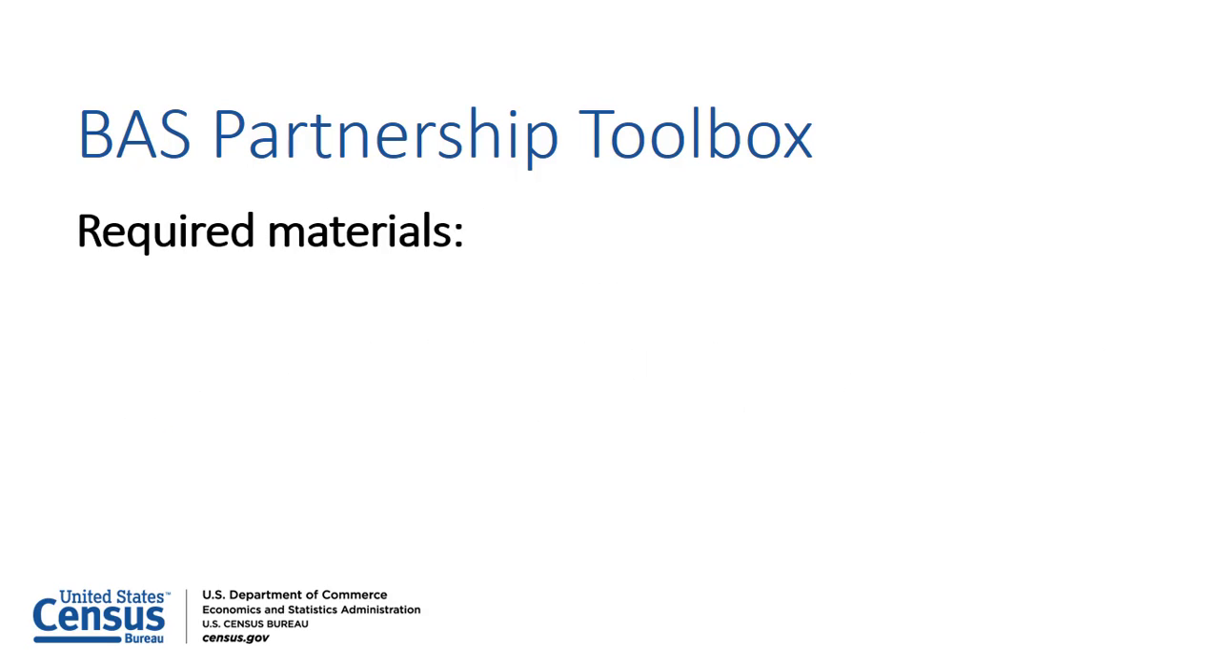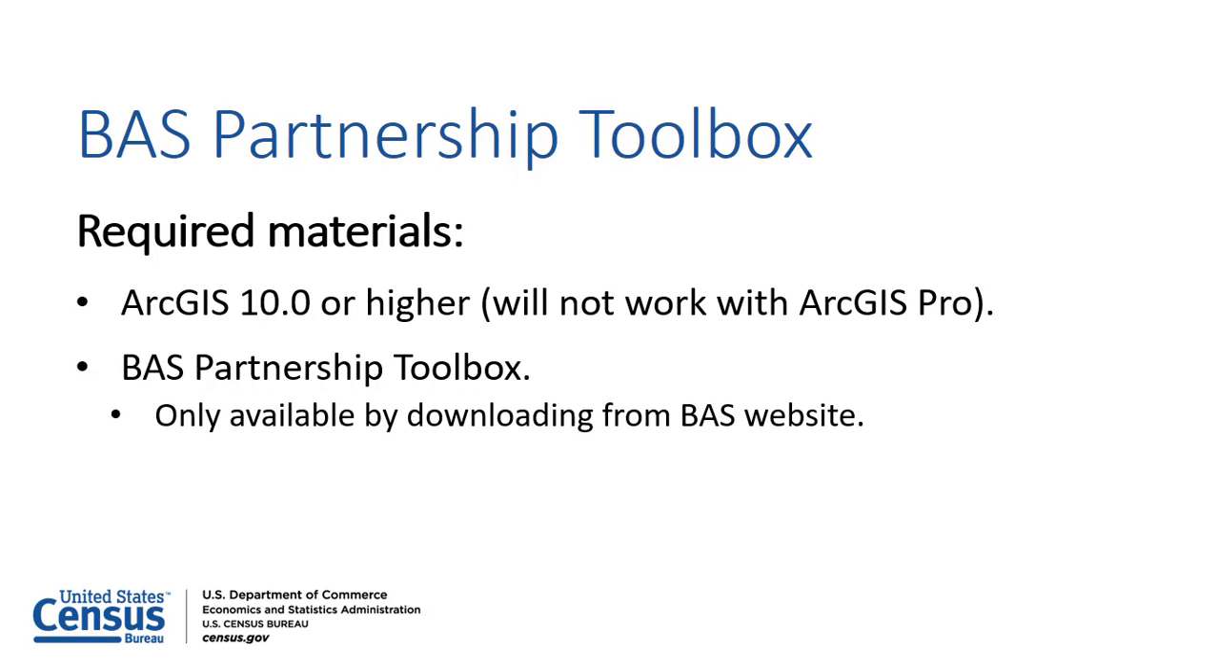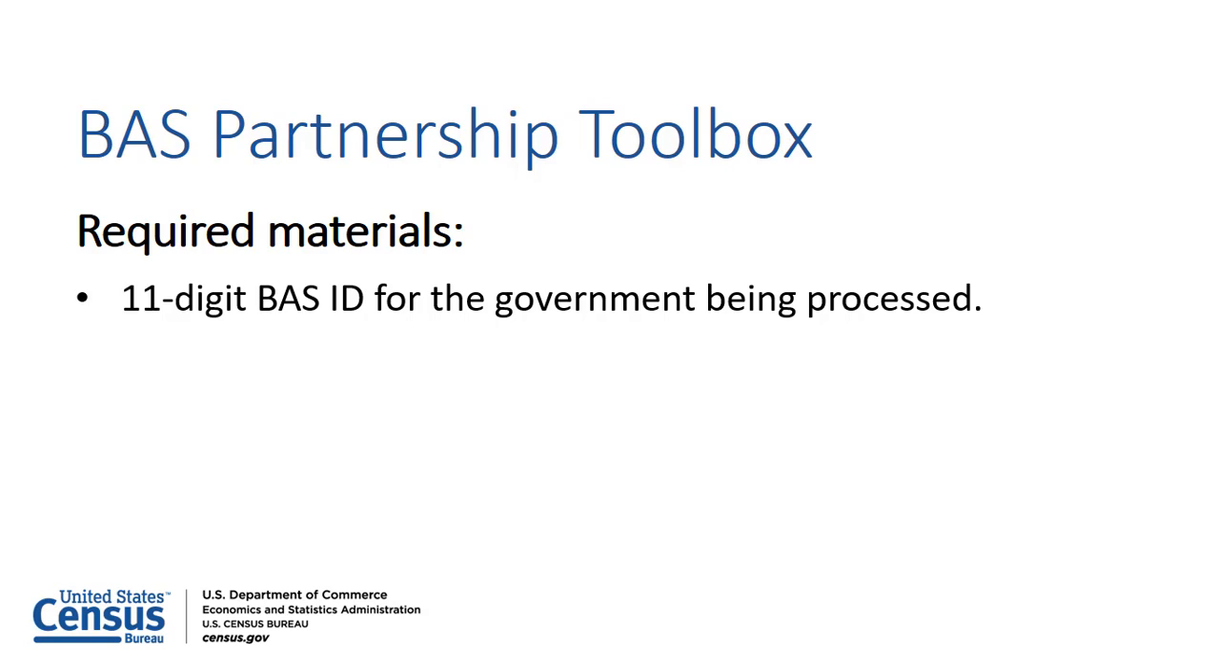Before getting started with the BAS Partnership Toolbox, participants need the following: ArcGIS 10.0 or higher. The BAS Partnership Toolbox will not work with Esri's ArcGIS Pro software. The BAS Partnership Toolbox, which is available for download from the BAS website. The Partnership Toolbox Overview document, which is included with the Toolbox download. The 11-digit BAS ID for the working government, which is found in the subject line of the annual response email.